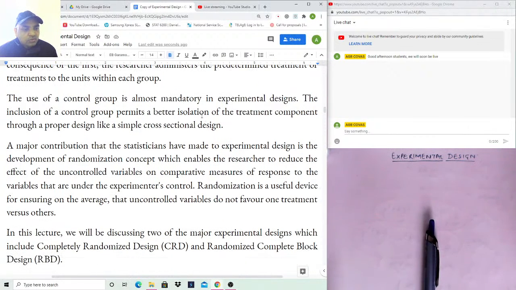Then, use of a control group is almost mandatory in experimental design. We can also have one control group. And what will that control group do?